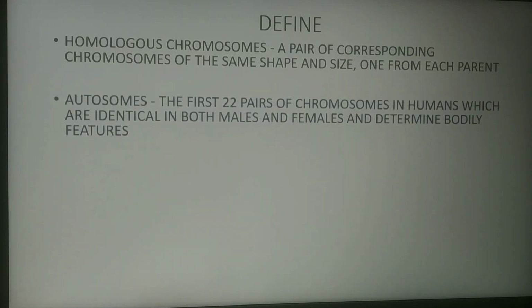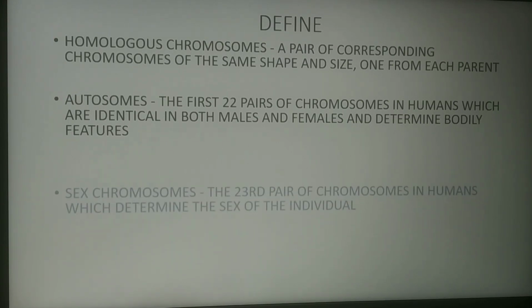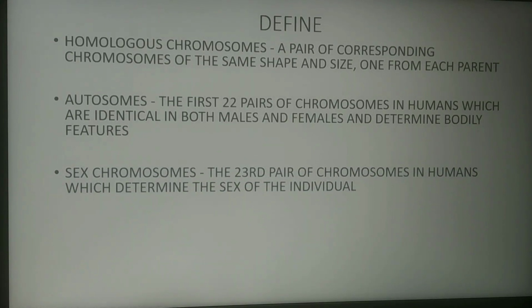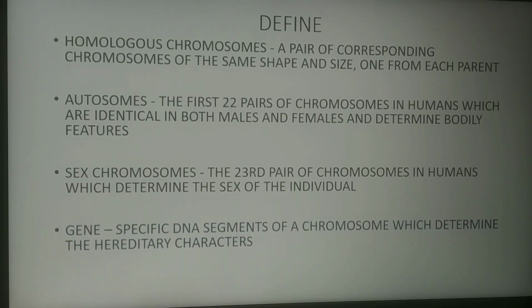Autosomes, the first 22 pairs of chromosomes in humans which are identical in both males and females and determine bodily features. Sex chromosomes, the 23rd pair of chromosomes in humans which determine the sex of the individual. Gene, specific DNA segments of a chromosome which determine hereditary characters.